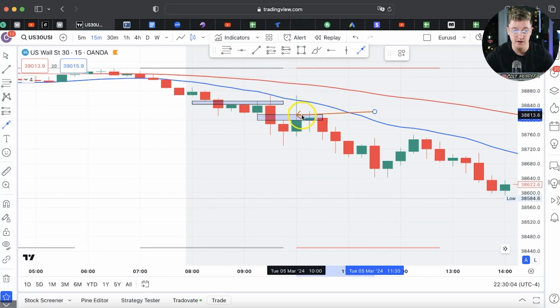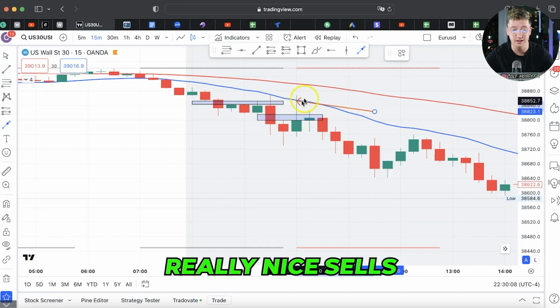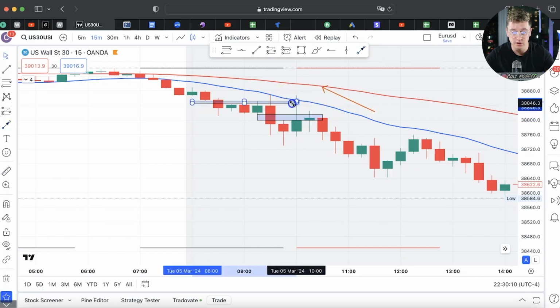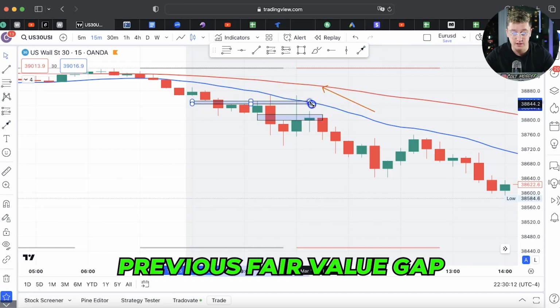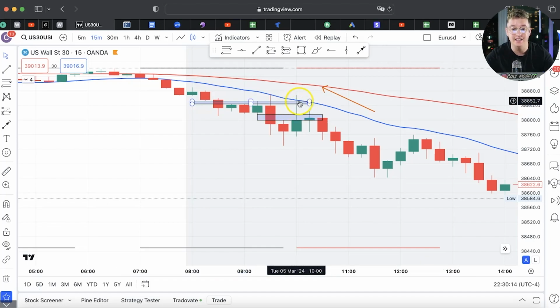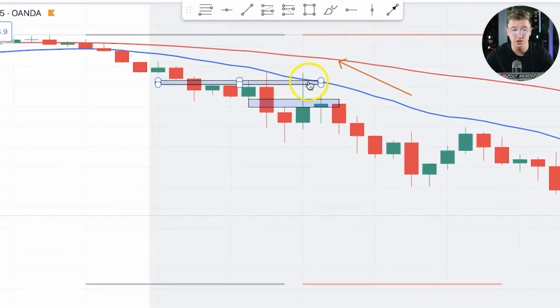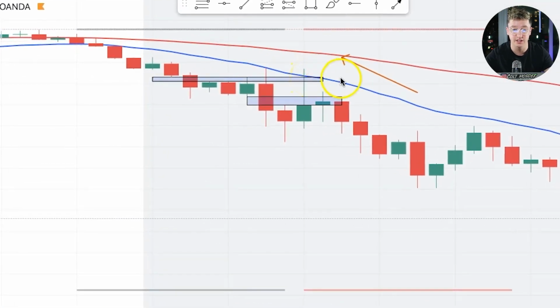So at our fair value gap, what are we doing? We're getting really nice sells all in here. And ideally what you could do is use our previous fair value gap and extend it into the future too. So we have this fair value gap and this one. So you could get an entry here and also a really nice OTE, optimal trade entry, here.